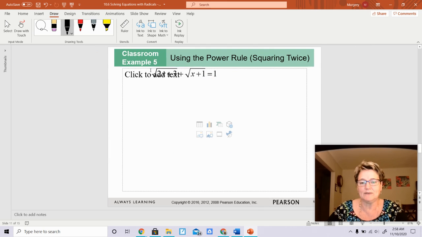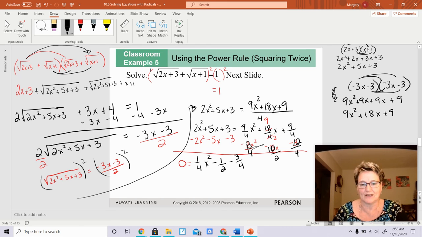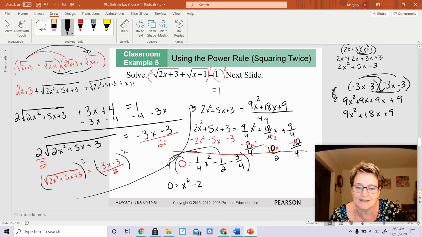Okay. Now I don't like fractions personally. So what I'm going to do is I'm going to get rid of the fraction. And that means I'm going to multiply the whole thing by 4. 4 times this is 0. 4 times this is x squared. 4 times this, 2, is negative 2. I think I left the x off of that one. X. 2 goes in that. Yeah. And then the other one is going to be a negative 3.